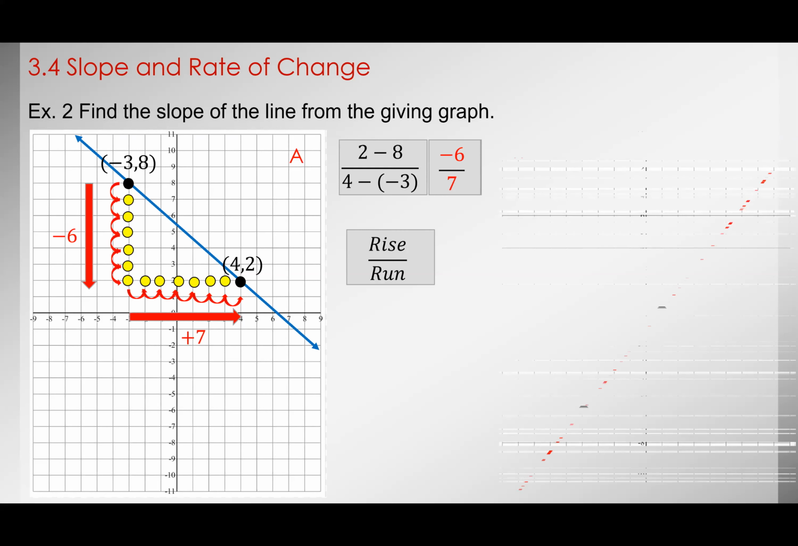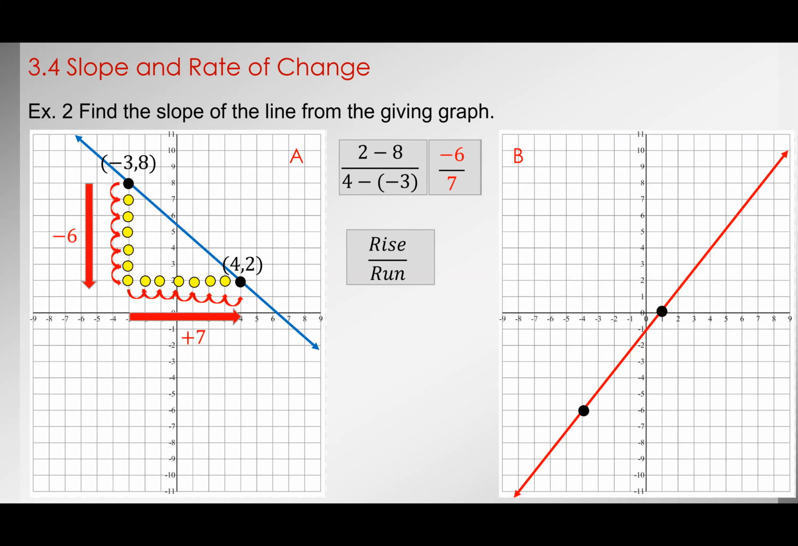Similarly, if you look at B, same idea. They give you this line, and we can see that from left to right, this is a positive slope. We're climbing up the incline, and from left to right, climbing up the incline is a positive slope.